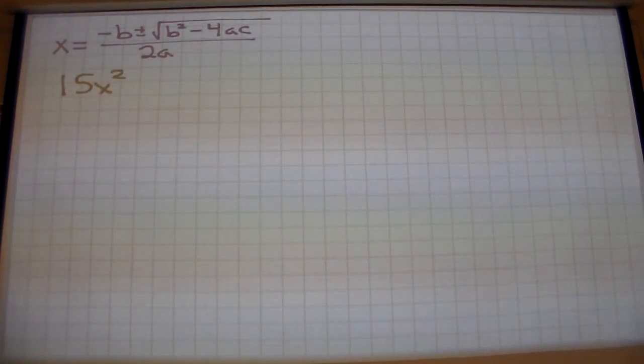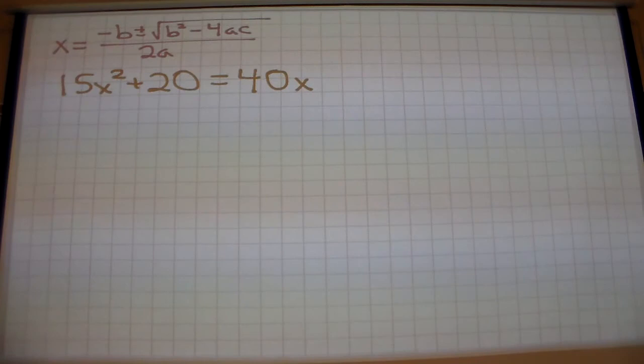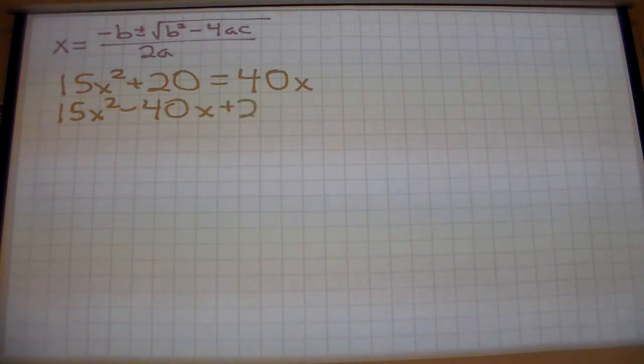15x squared plus 20 equals 40x. Before I use the quadratic formula, what do I do? Subtract 40x. Yeah, got to move it over. Got to have everything on the same side. 15x squared minus 40x plus 20 equals 0.